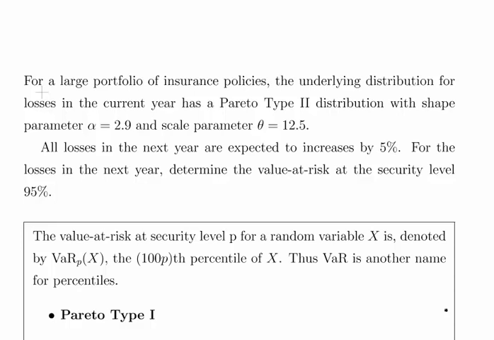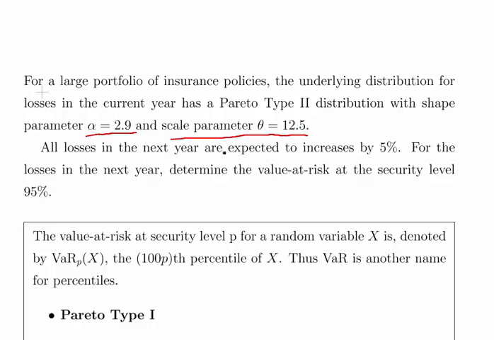Okay, in this presentation we're going to look at the type 2 Pareto distribution. For a large portfolio of insurance policies, the underlying distribution for the losses in the current year has a Pareto type 2 distribution with shape parameter alpha equals 2.9 and a scale parameter theta equals 1.2.